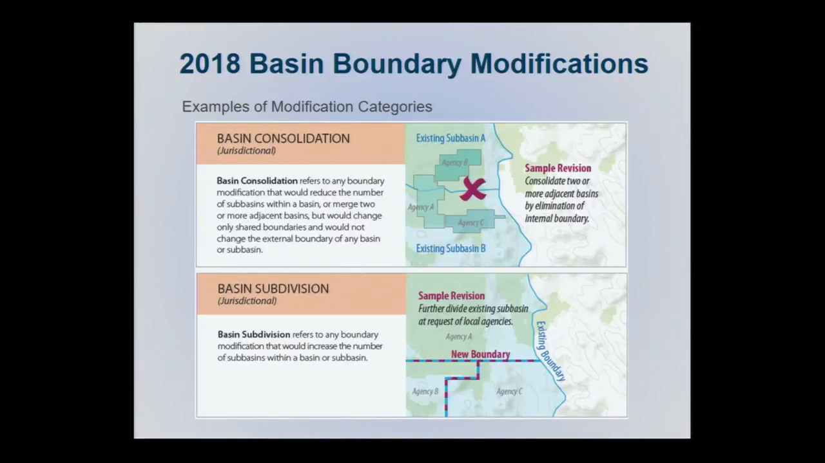Basin subdivision. That refers to any boundary modification that would increase the number of subbasins within a basin or subbasin. Here we have an entire existing basin. We can just call it Basin A. And we have agencies A, B, and C.